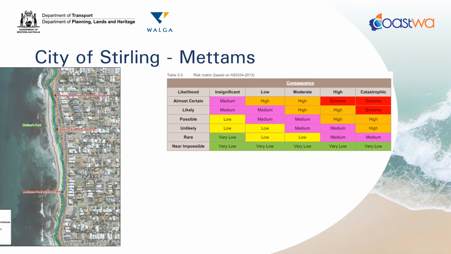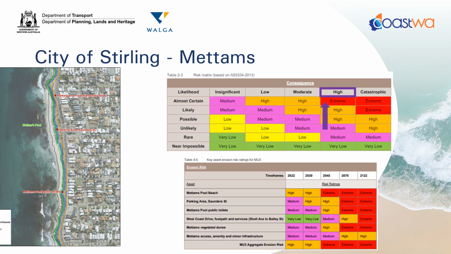When we look at the risk matrix, we end up with our high level of consequence, as we've said, but our likelihood scale actually changes from unlikely through to almost certain. So when we look at that across the ratings for this area, it means that we're starting with a medium level of risk, going through high level of risk, and then into an extreme level of risk from 2070 onwards.